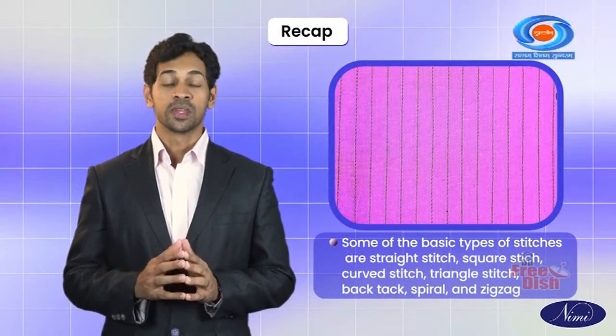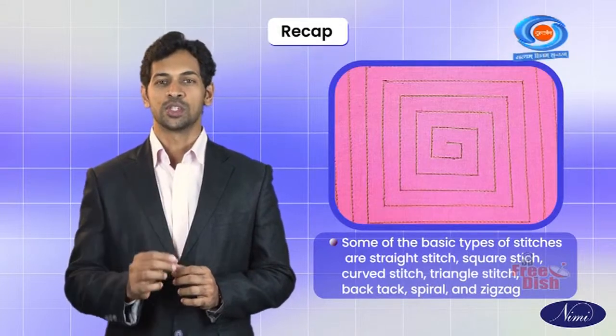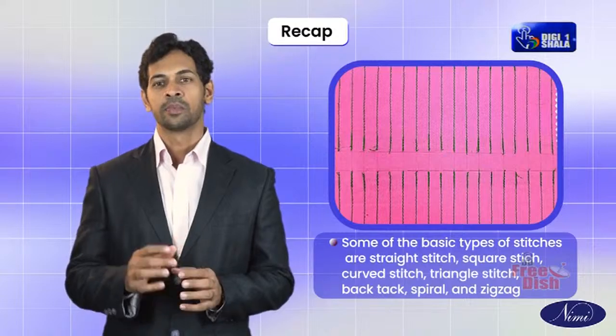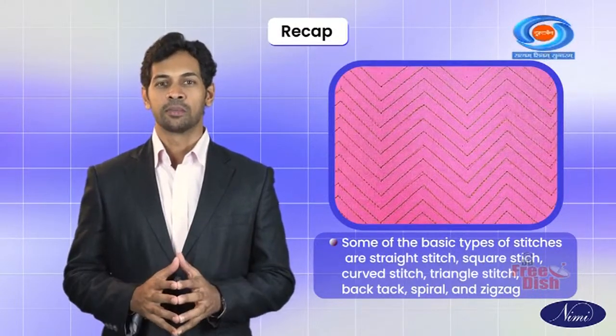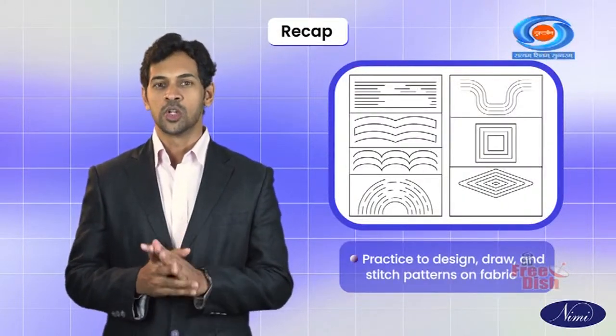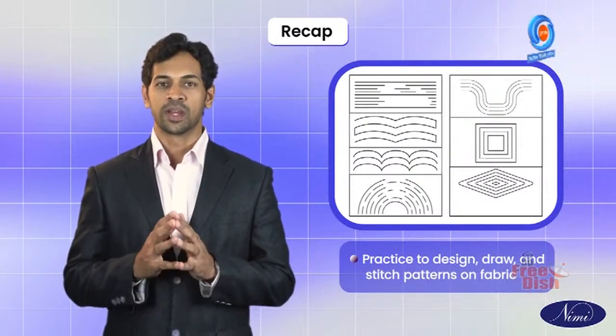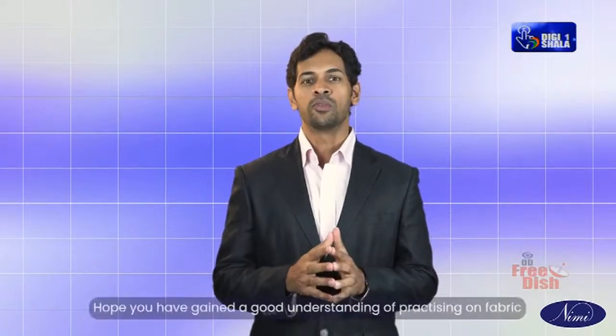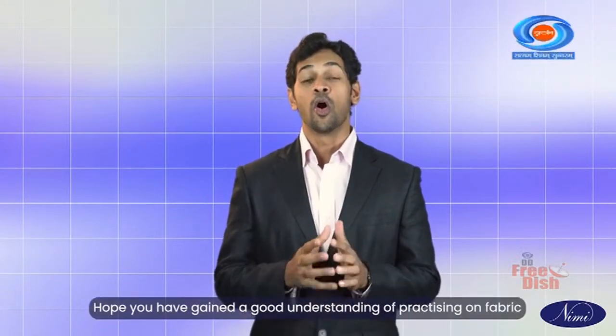Let's recap the key points discussed. Some of the basic types of stitches are straight stitch, square stitch, curved stitch, triangle stitch, back tack, spiral, and zigzag. Practice to design, draw, and stitch patterns on fabric. This brings us to the end of the session. Hope you have gained a good understanding of practicing on fabric. See you in the next session.